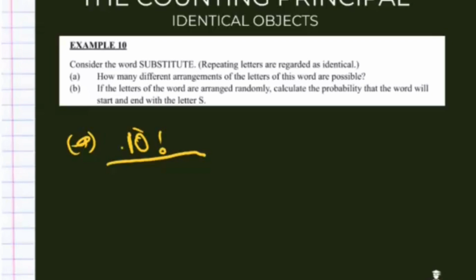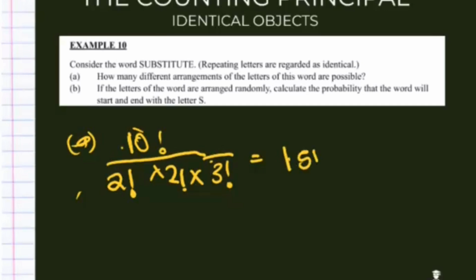We have S that's repeating 2 times. We have U that's repeating 2 times. And we also have T that's repeating 3 times. If we plug that into our calculator, we'll get 151,200.